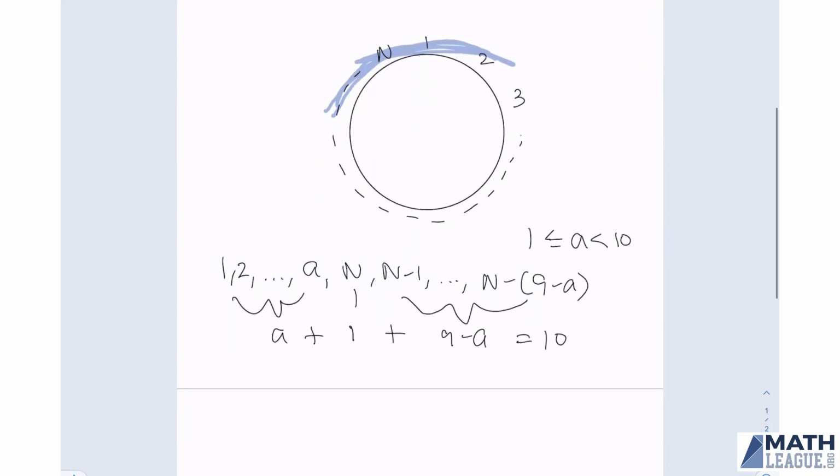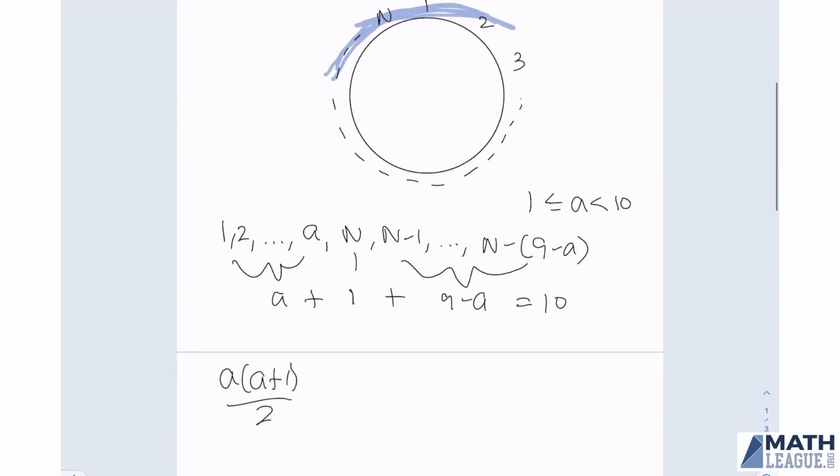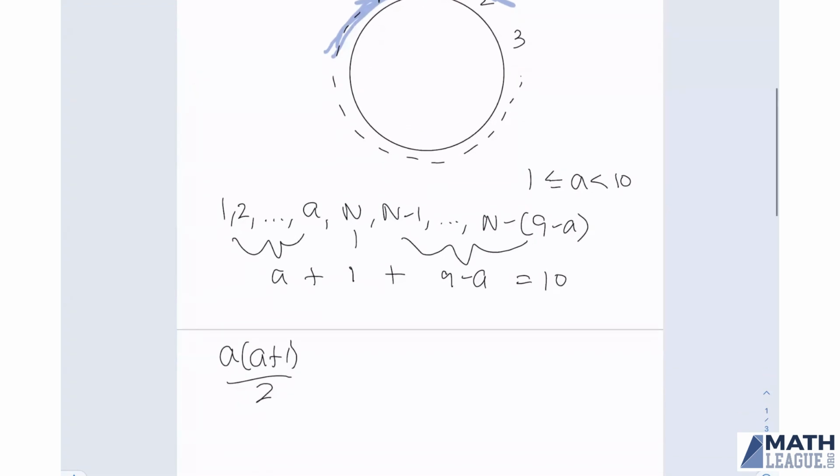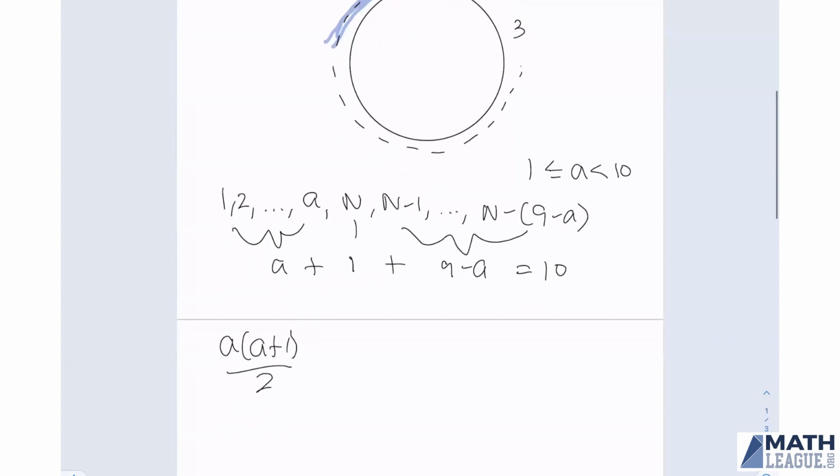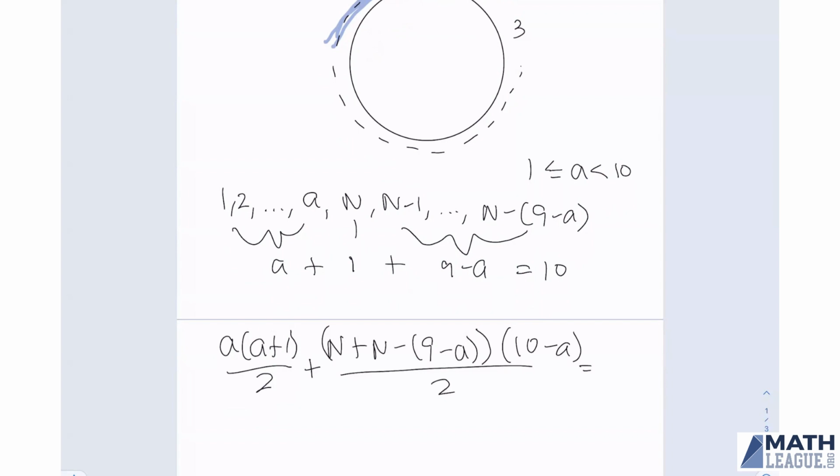So the sum of the first a numbers here is simply a times a plus 1 over 2, because that is the sum of the first a positive integers, whereas the remaining 10 minus a numbers form an arithmetic progression. So we can simply add the first term with the last term and multiply by the number of terms all over 2. And we want this to equal exactly 500.